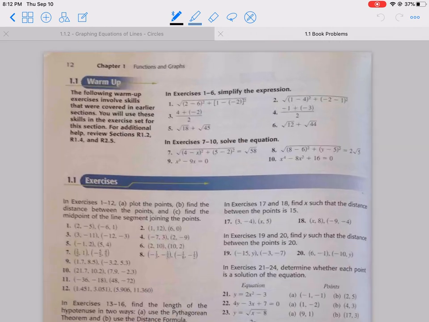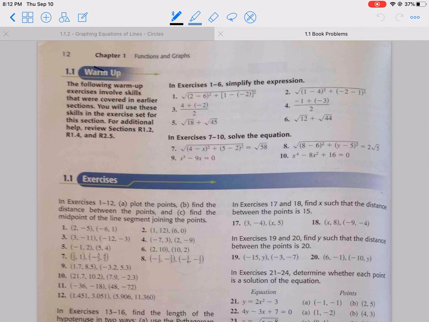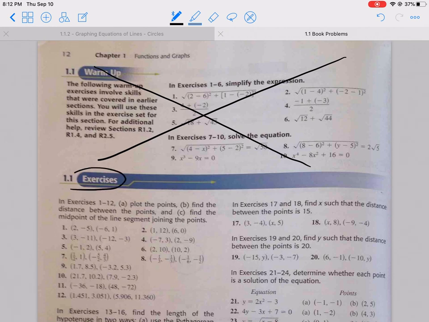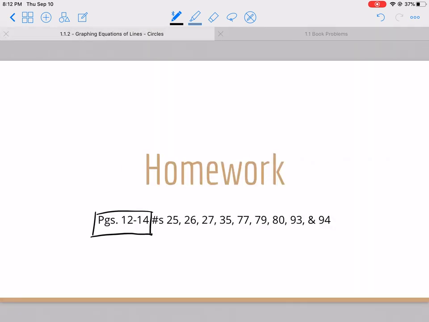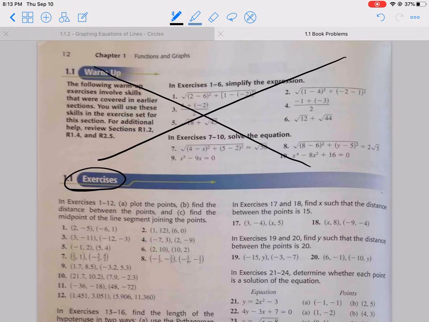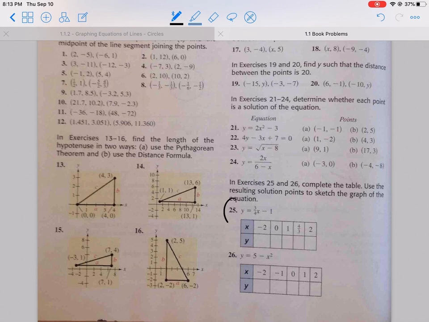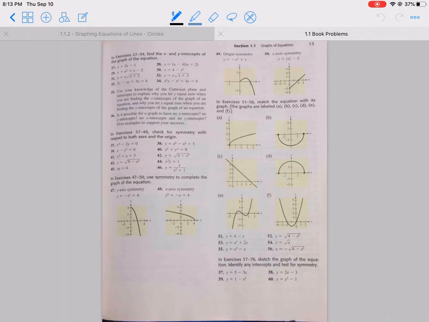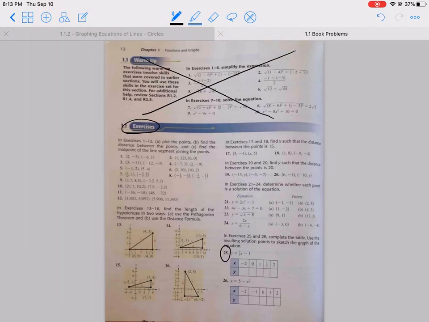Okay, remember, you are never going to be doing these warm-up problems at the top. So you're always starting with the exercises, wherever those are. So we're starting with number 25. So you'll scroll down, start here at number 25, and then you'll go on to the next couple pages for the next few problems.